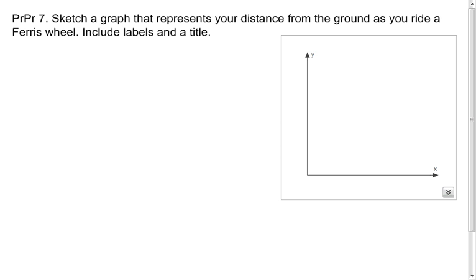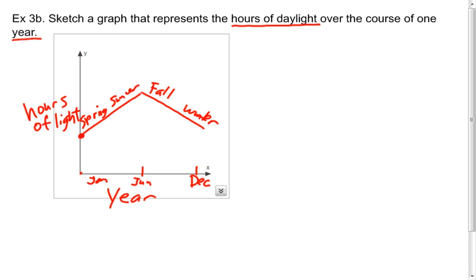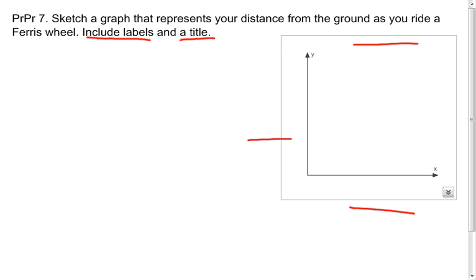Practice problem 7, you can try this one. Notice it says include labels and a title. So you have to have a title up here. You need to have labels telling me what you're talking about. And then once you put your graph up here in the middle, tell me what's happening in your graph. Like in the last one I told you, well, this is spring and summer and fall and winter. Okay? So tell me up in your graph what's actually happening. Again, if you don't have enough room, you can do it on a separate sheet of paper.